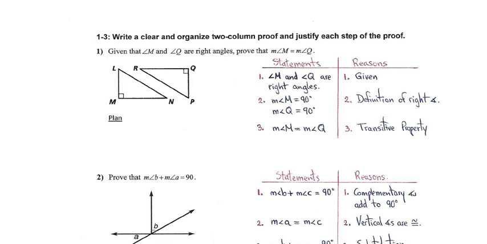So what we have to do, it says write a clear and organized 2-column proof and then justify each step of the proof. So the first one says, given that angle M and angle Q are right angles, prove that the measure of angle M is equal to the measure of angle Q.